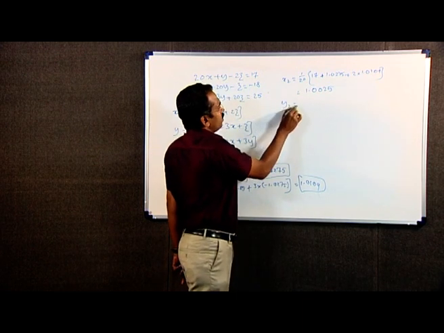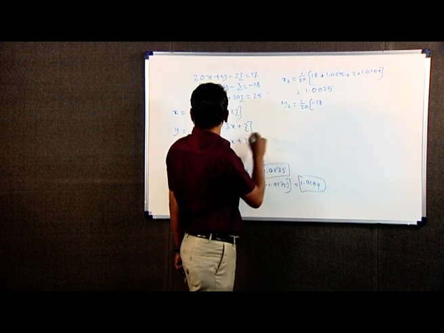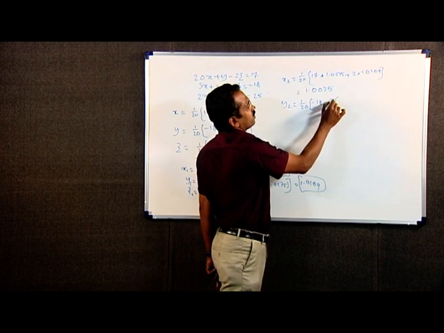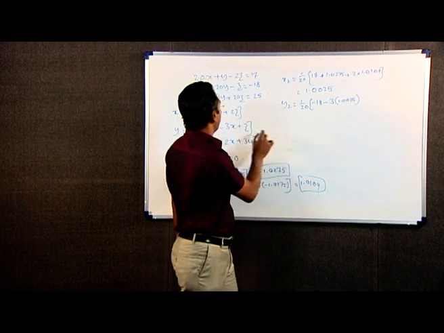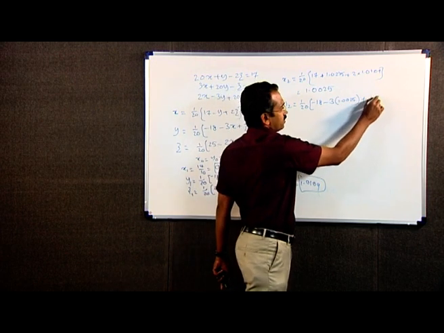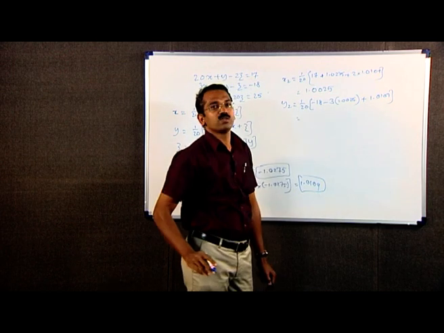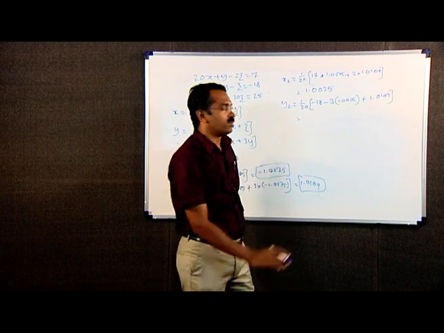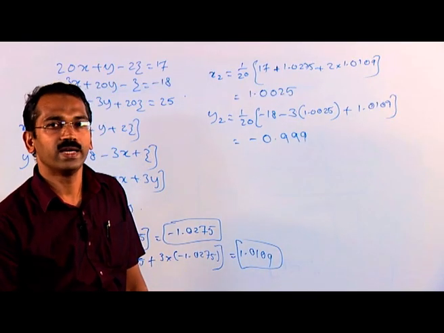y2 is equal to 1 by 20 into minus 18 minus 3 into x2, x2 is 1.0025, plus z, z is z1, that is 1.0109. On simplification, we will get y2 is equal to negative 0.9998.